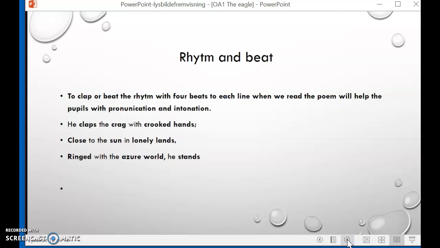Rhythm and beat. To clap or beat the rhythm with 4 beats to each line when we read the poem will help the pupils with pronunciation and intonation.